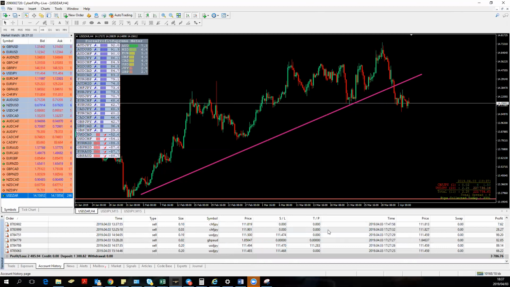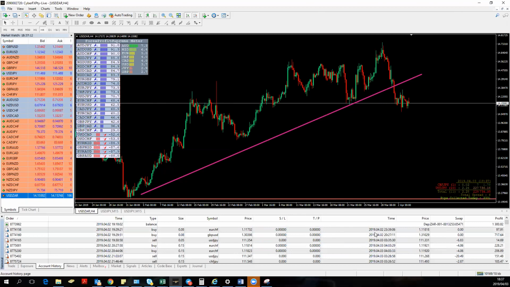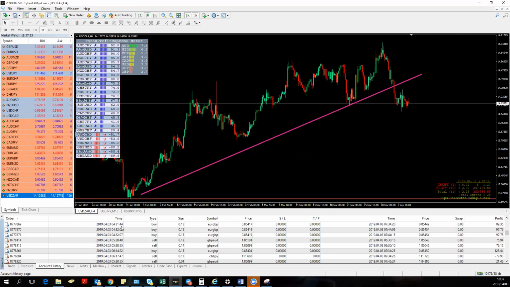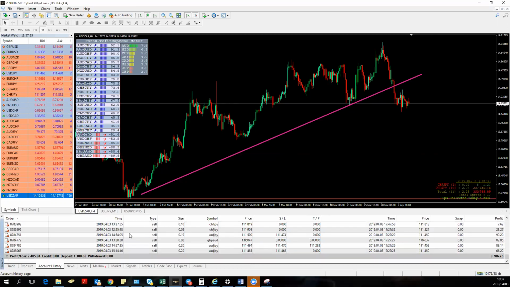I deposited this around late yesterday, at 9 p.m. So we could say that it took me a day to almost triple this account, because I'm almost on 2.6 profit, which is triple the deposit that I made. So these are the profits that I made, almost double the money, and that's in a day.